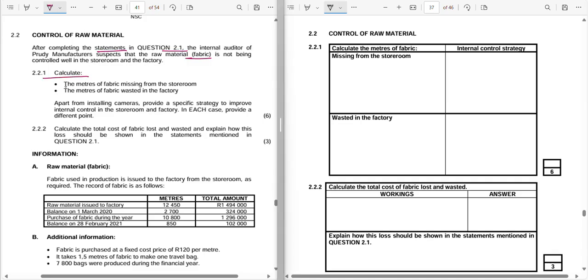So they want us to calculate the meters of fabric missing from the store and the meters of fabric wasted, right? This is wastage that they want. So it is very simple. When they are talking about missing, I gave you the formula: opening stock plus purchases plus carriage on purchases minus returns minus sales. Simple. You use the units, right?